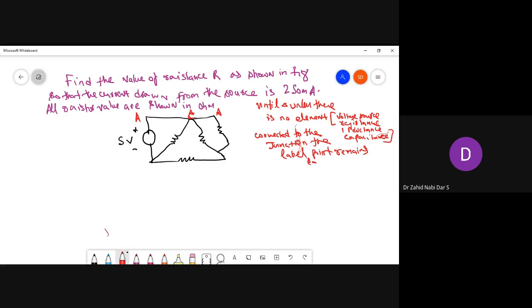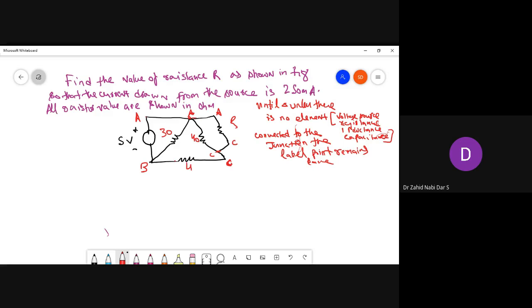So this is how to do the problem. Okay, A. Now you see over this point, this is B point, so this is also B point. This point over here is C, and this is also C. See, there is no element connected. Now these values I'll keep as 30 ohms, this is 40 ohms, and this is again 40 ohms.